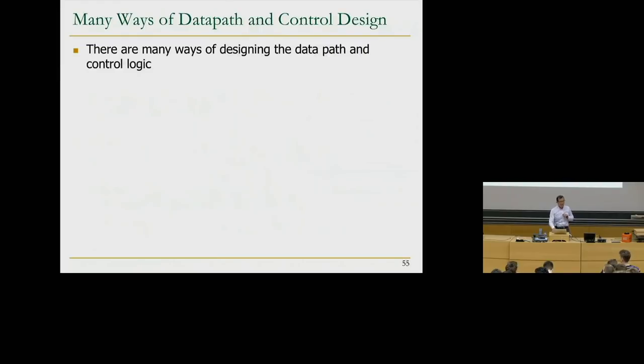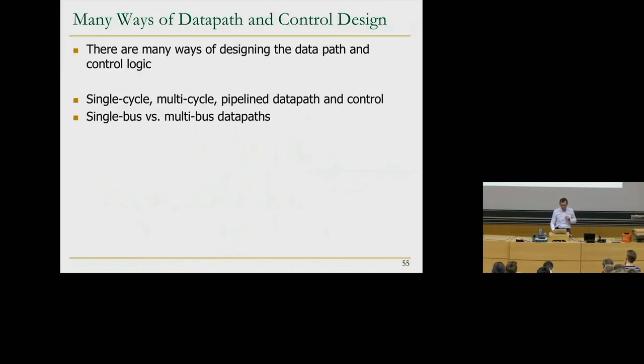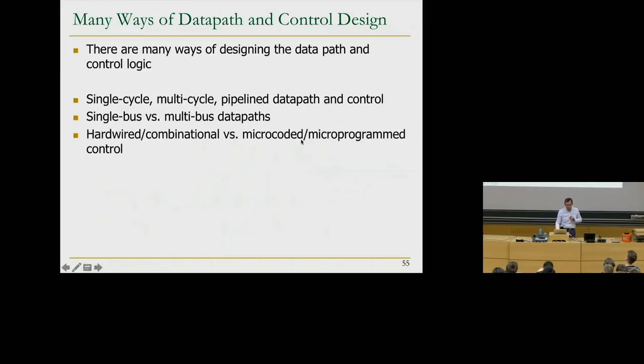Okay, so there are many ways of designing data path and control. Let's take a look at some of them. So we have single cycle, multi-cycle, pipelines. We have single bus versus multi-bus. So if you remember the LC3, you have a single bus design. But actually, in real machines, you have multiple buses, as we will see. You can have hardwired control or microprogrammed, micro-coded control. We will see that later.